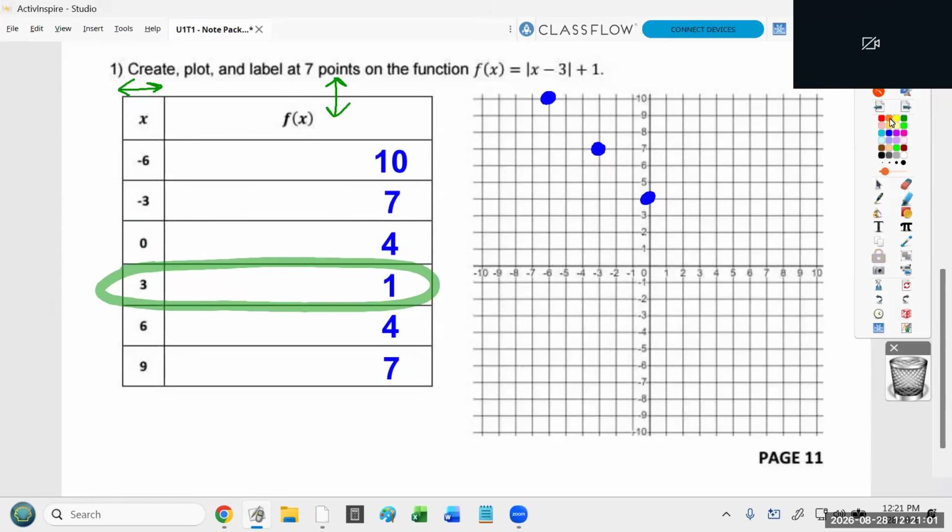Okay, we got 3, comma 1. So I start at the origin. The 3 means go right 3. The 1 means go up 1. So 3, comma 1.